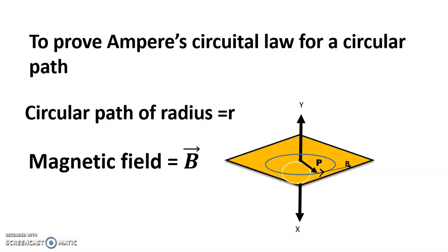Let PQ equal dl be a small element of the circular path, and B be the strength of the magnetic field at point P. Here is this point, point P, and this is the straight conductor X to Y, and here I is the current. Current I flows through the XY conductor.